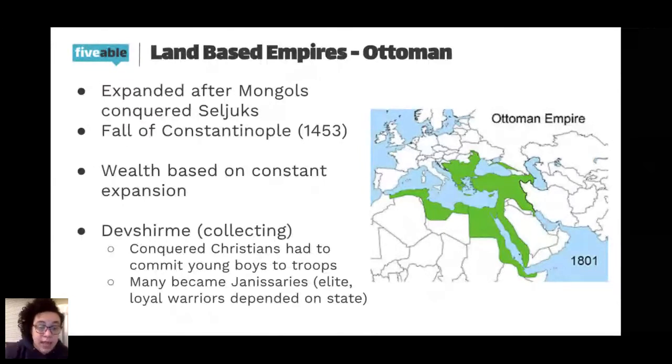And a lot of them then became these Janissaries, these elite loyal warriors that were incredibly connected, right? They're empowered. They're not going to go anywhere. They're going to fight for the state. This is what they do. So wasn't it that the Christians had to send their firstborn son? I mean, it was probably their firstborn son, but it was the sending of Christian boys. This is just what to remember. Devshirme. All right.